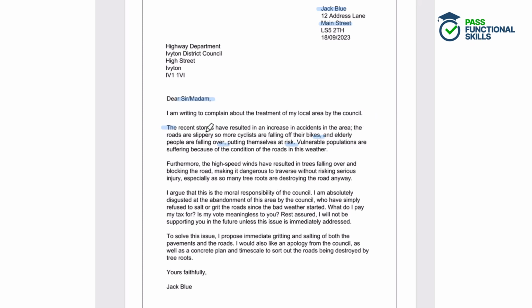This sentence could actually benefit from another comma here because we've got an explanation using this word so we should say the roads are slippery and then take a little breath, add a little comma in, and then continue with the sentence. So make sure that you're trying to use commas in your answer to add some additional information and separate out your clauses.